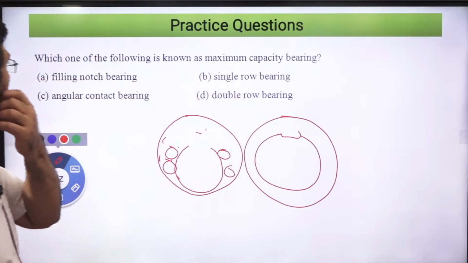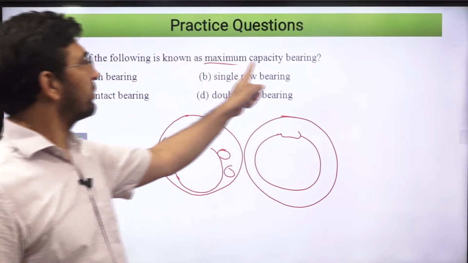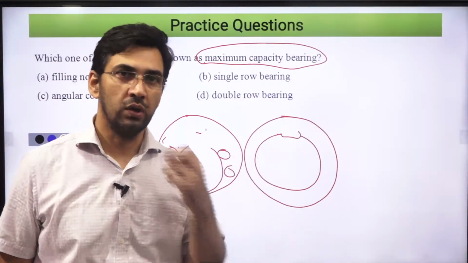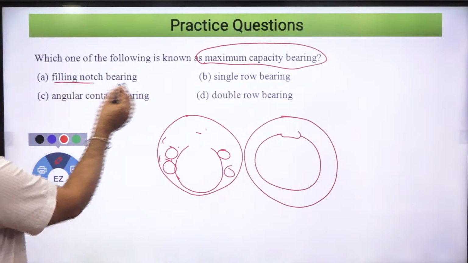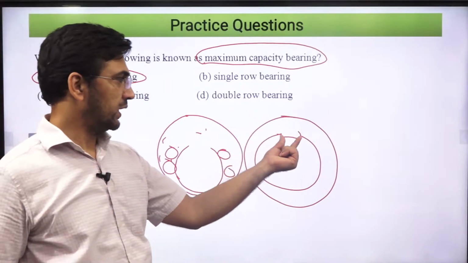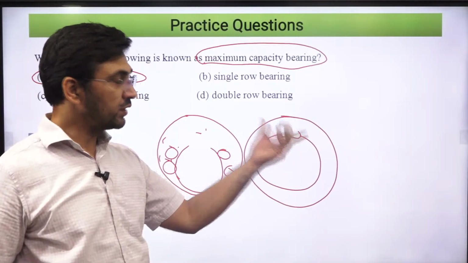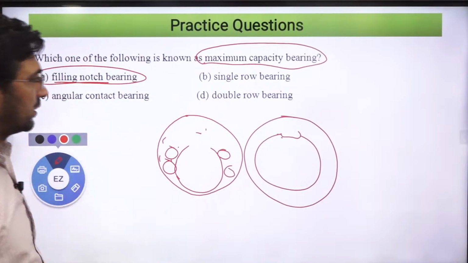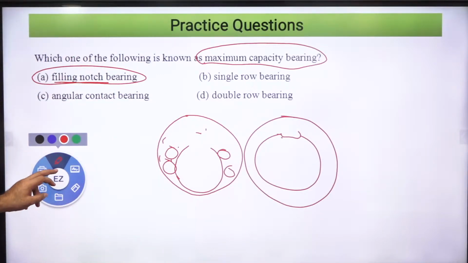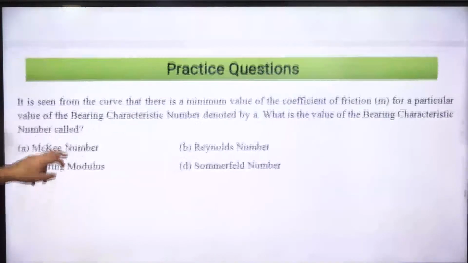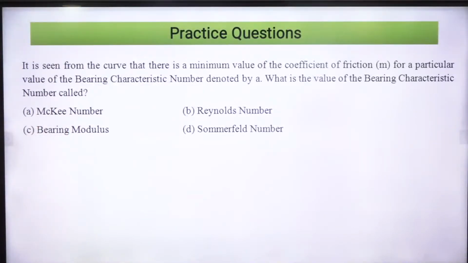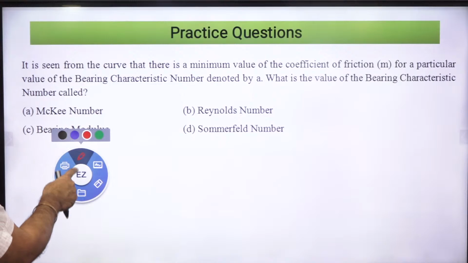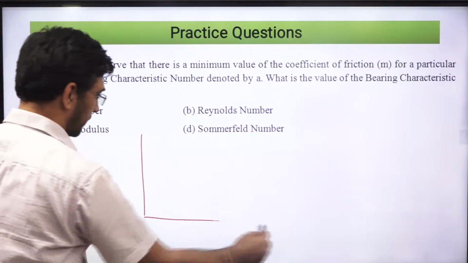And that basically we call it as, which of the following is known as a maximum capacity bearing. Maximum capacity bearing means we are maximizing the ability of that bearing to carry the load, and that can be done by filling notch bearing. Filling notch bearing, that means here I am introducing a notch in order to increase its capacity to carry the load. Single row bearing, double row bearing, they are the simple classifications, so it is not related to that. Okay, that is how you have to understand this question. So I hope this is a straightforward question, nothing special.